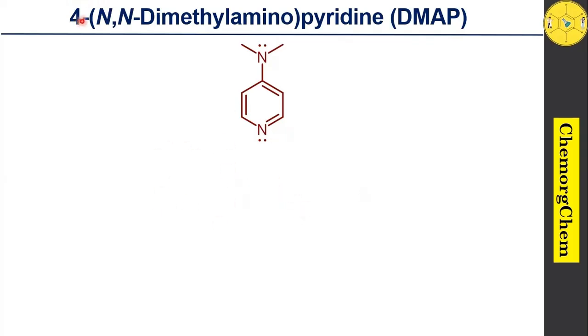DMAP stands for 4-N-dimethylaminopyridine. So it is a derivative of pyridine with a dimethylamino group attached to the fourth position of the pyridine ring system. Let's move on to how to prepare the DMAP reagent.